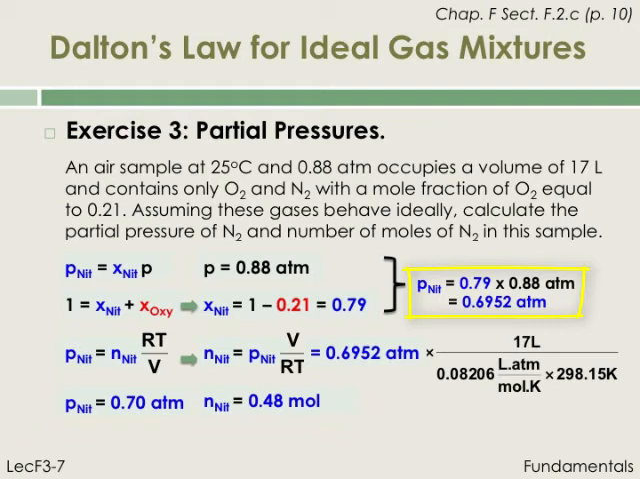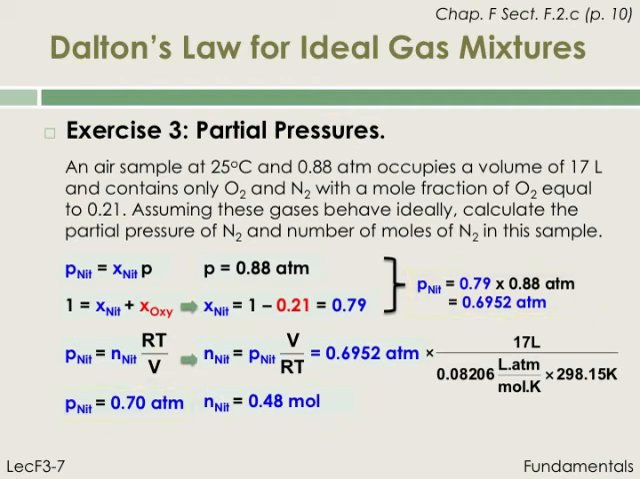So I take 0.79, the mole fraction of nitrogen, multiplied by 0.88, and I get 0.6952. And yesterday we talked about significant figures. Let's see, we have two significant figures, so we can use two significant figures. Okay, so 0.70 atmosphere would be the correct answer for the partial pressure of nitrogen.